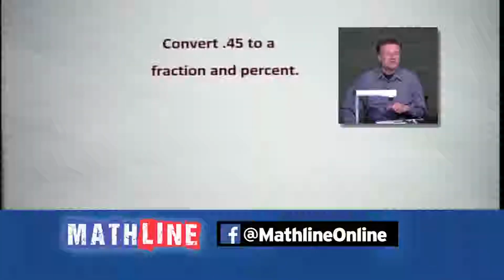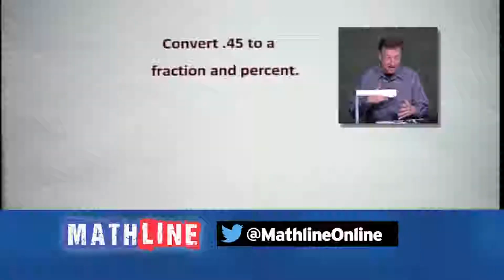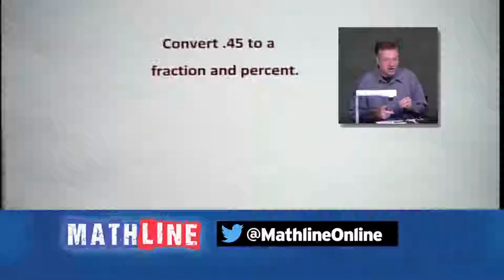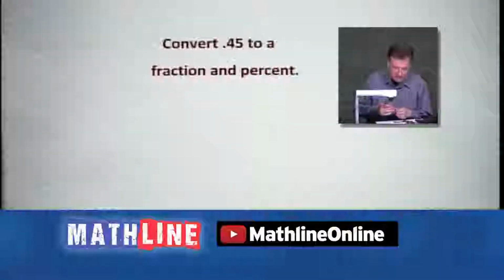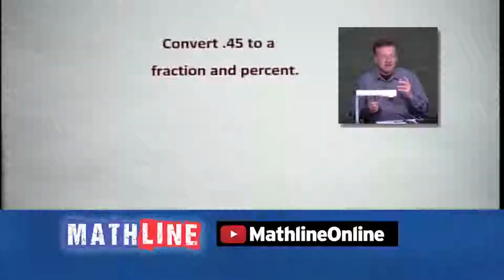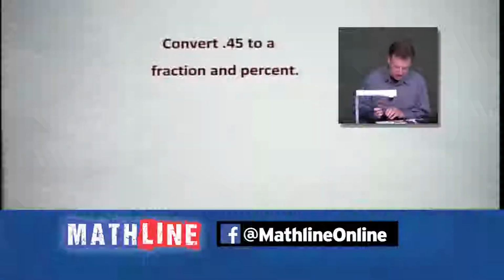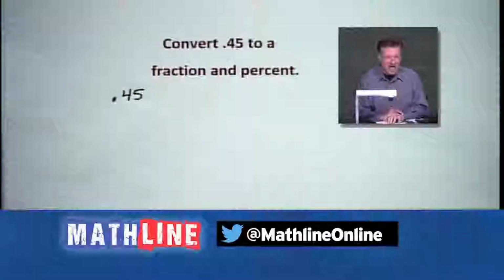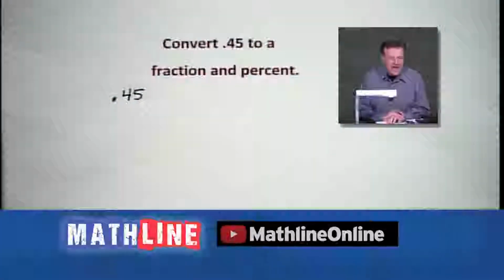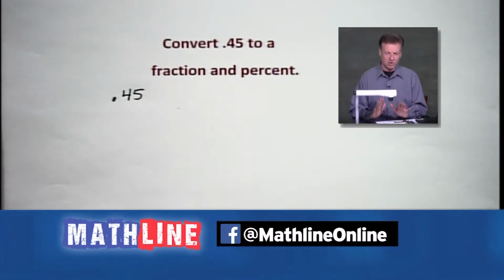We have been doing some changing from fractions to decimals and percents. Now we're going to go back to the fractions. We're going to convert 45 hundredths, we like to call it 0.45, to a fraction and percent. So let's work our way through here. We start with 45 hundredths, a nice little decimal, and we are going to make it a fraction and also a percent. So we got to do both. It's not an either, it's an and. We're going to do both.